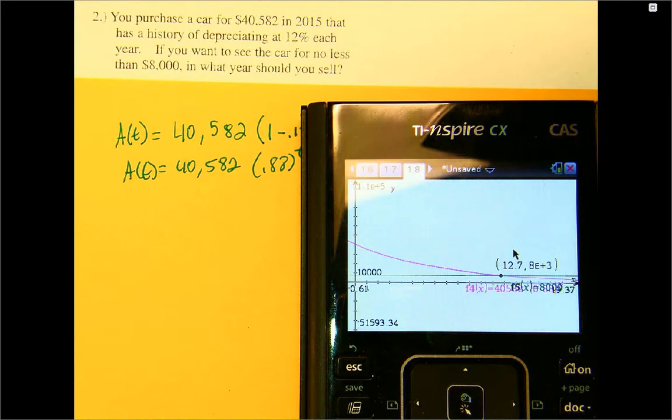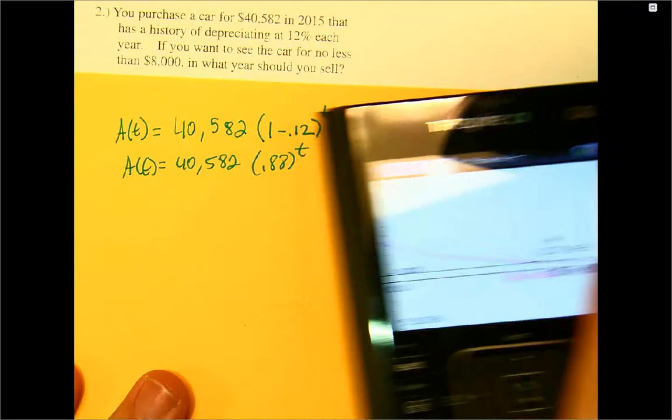So that's if you want to use the graph way of doing it. Because then you can graph the 8,000 after you graph the original function, see where they cross, and you can do a zoom fit in order to make it happen. That's a pretty easy way to do it.